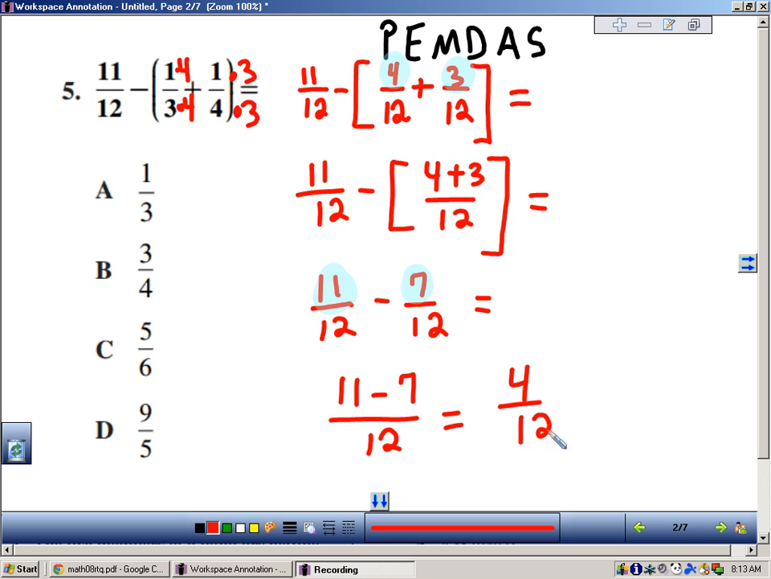Reducing, when you reduce, again, you must reduce both denominator and numerator by the same value. Otherwise, it's not equivalent. To keep the fraction equivalent, you must do that. We're going to put 1 over 3. So the answer is A.